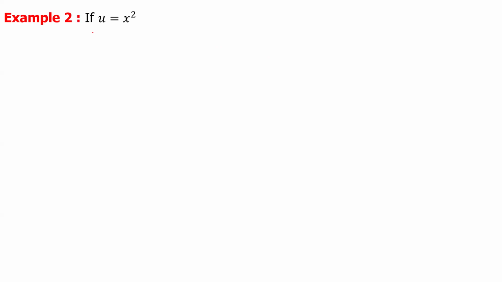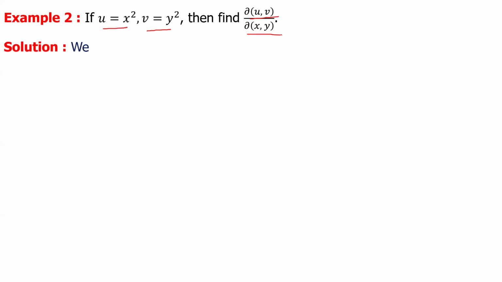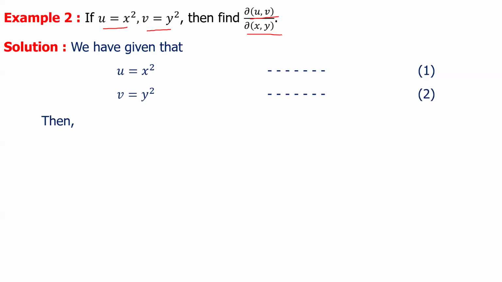Now in this lecture, we take examples based on the Jacobian. If u is equal to x square, v is equal to y square, then find the Jacobian of uv with respect to xy. We have given that u is equal to x square and v is equal to y square. Let us give it equation number 1 and equation number 2. Then we have to find the value of Jacobian of uv with respect to xy.